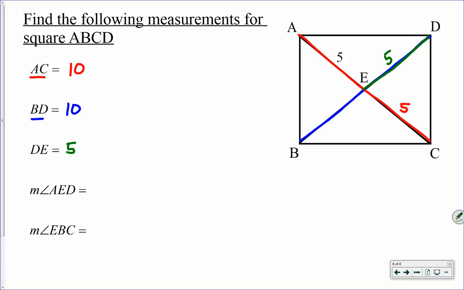Okay? So now let's look for these angle measurements. Let's see what these angle measurements look like. So I'm looking for AED. Well, this is an angle made by the diagonals, and we know that the diagonals are perpendicular, and perpendicular makes 90-degree angles. So the measurement of angle AED is 90 degrees.